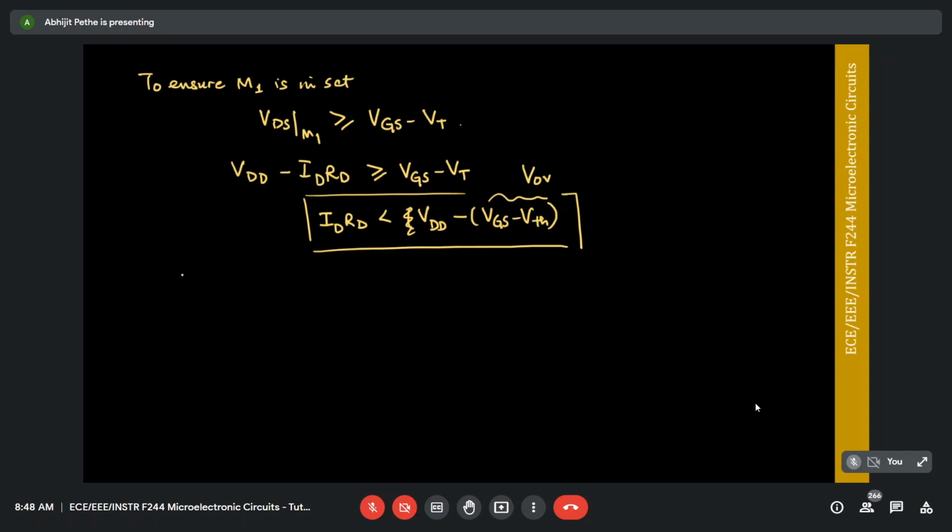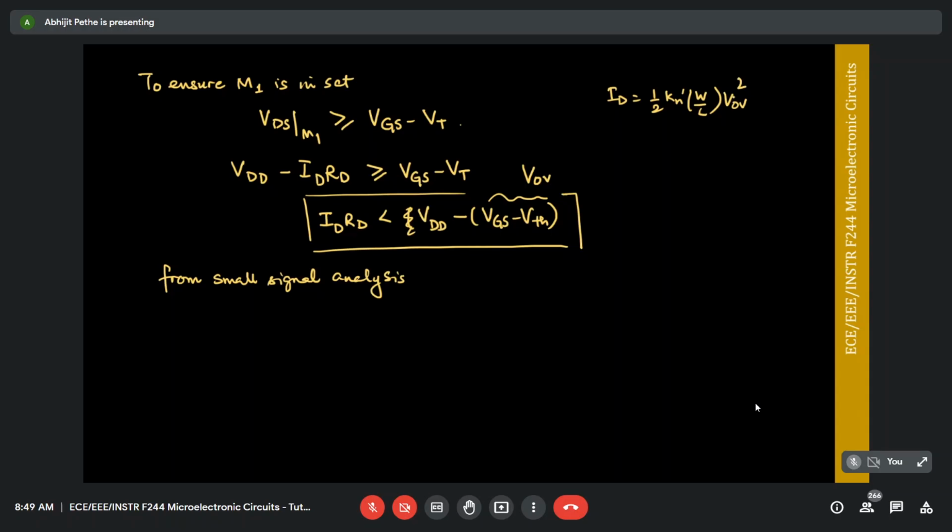Now, we also did the small signal analysis. Sorry, so what is VOV? It's the overdrive, VGS minus VT, which is sometimes written as VOV. It helps with remembering the formula, because then I can write my ID as simply half Kn prime W by L VOV squared.